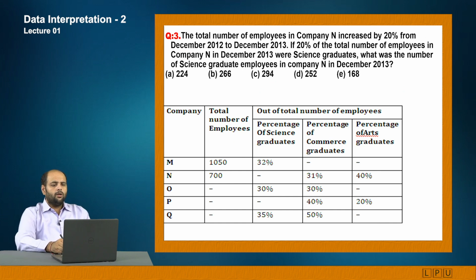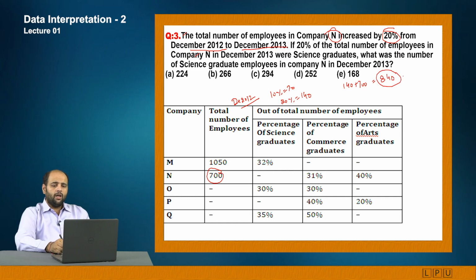He is saying the total number of employees in company N increased by 20% from December 2012. Okay, so from 2012 to 2013 the number of employees increased by 20%, and we are dealing with company N. As we can see, this data is for December 2012. The value is 700, so 20% more than that. 10% is equal to 70, and 20% is equal to 140. So add 140 to 700, and the value will be 840.